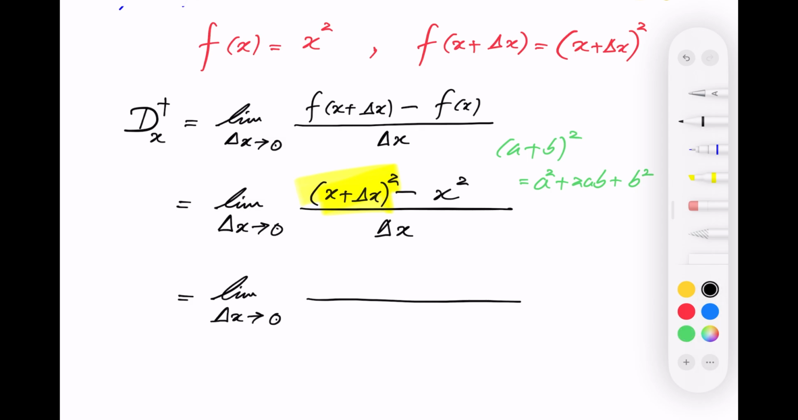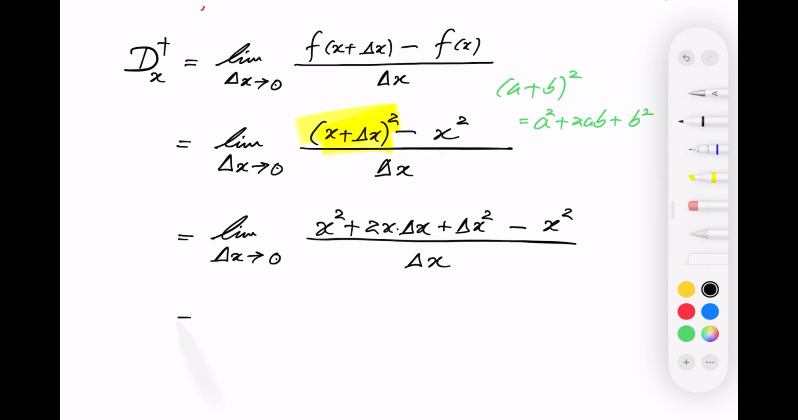It will then be equal to x squared plus 2 times x times delta x, and there will be another plus delta x squared. And then we have minus x squared. In the bottom, I have a delta x term. Now I can simplify the numerator. Here I have x squared, and here I have another minus x squared. Those two will be simplified to become 0.